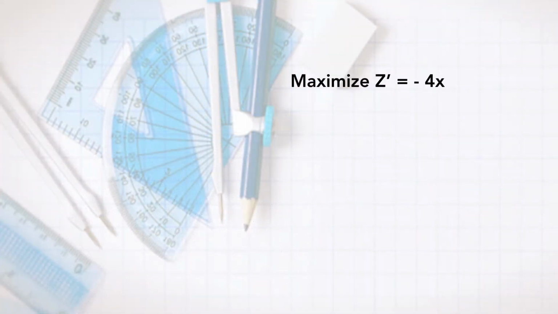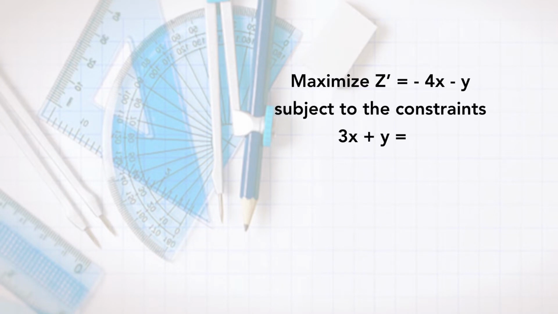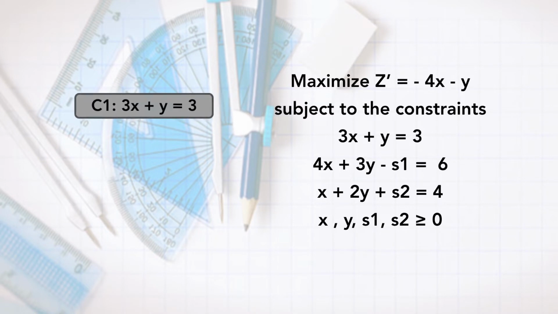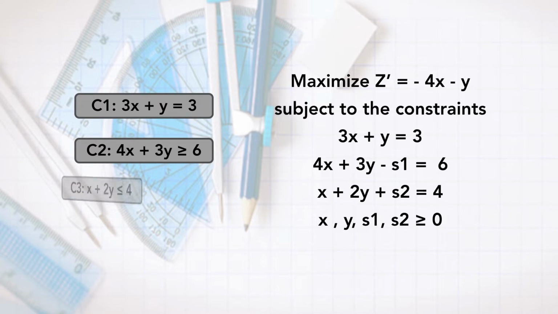Now, representing all the constraints as equations, this maximization LPP is written as maximize z prime is equal to minus 4x minus y subject to the constraints 3x plus y is equal to 3, 4x plus 3y minus s1 is equal to 6, x plus 2y plus s2 is equal to 4, x, y, s1, s2 all greater than or equal to 0. For easy and quick reference, let us name the constraints 3x plus y is equal to 3 as C1, 4x plus 3y greater than or equal to 6 as C2 and x plus 2y less than or equal to 4 as C3.